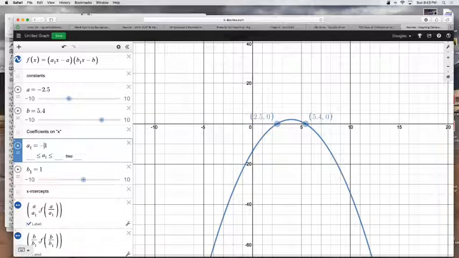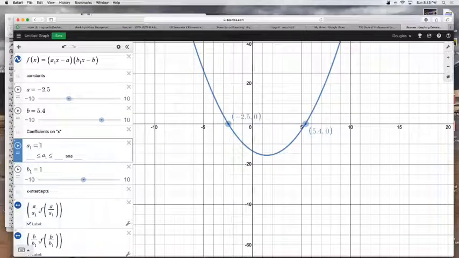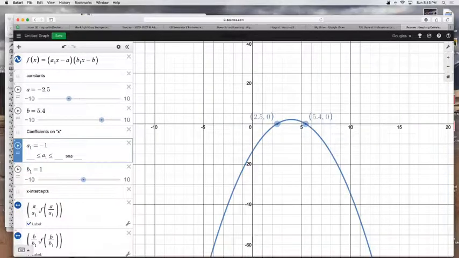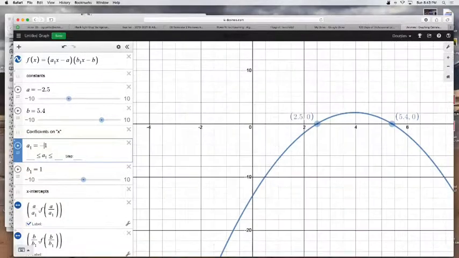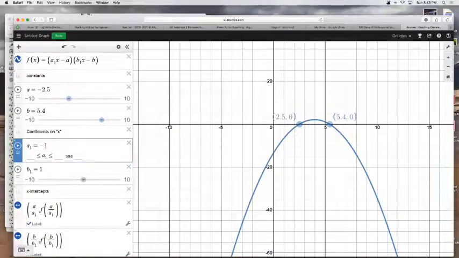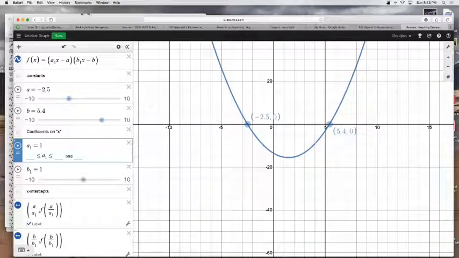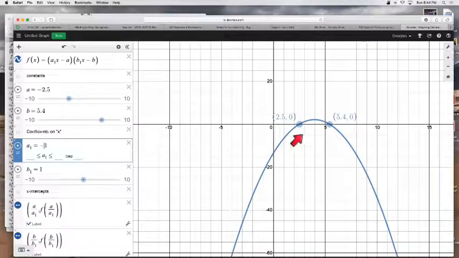But check it out, if I make a equal to negative 1, now all of a sudden the parabola opens down. And notice the 5.4, which is the b value, stayed when I made a equal to negative 1, but the 2.5 switched over to be positive instead of negative. So look here, there was the 2.5, now it's negative, and the parabola opens down, and my x-intercept went from negative to positive. So you can see that the coefficients on x do have a determining factor on your x-intercepts, and they have a determining factor on whether the parabola opens up or down.